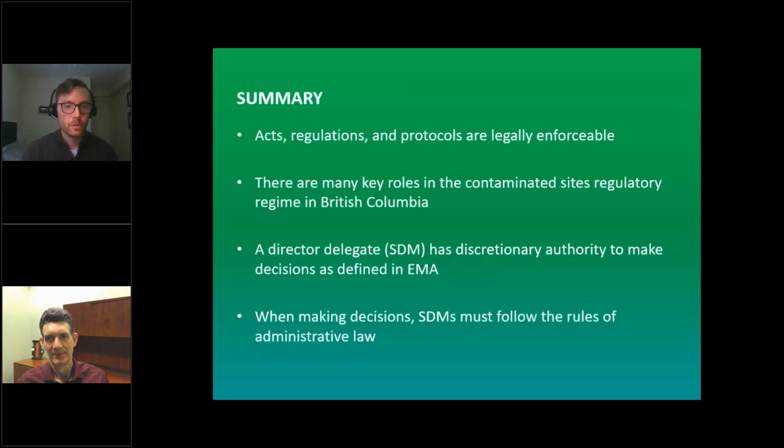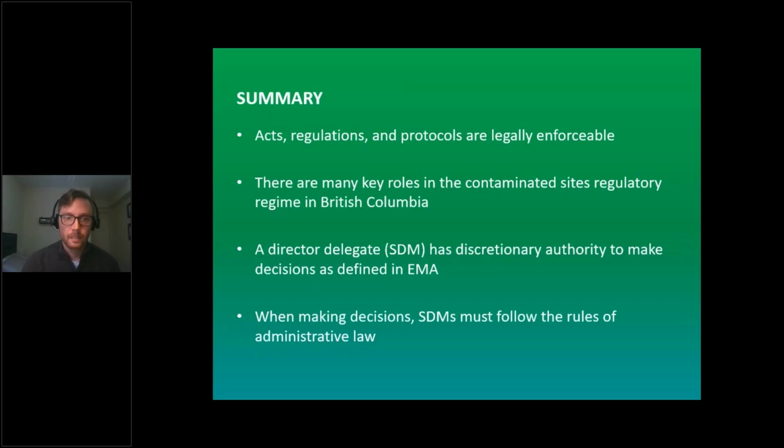In closing, here's a summary of some of the key concepts from the presentation. Acts, regulations, and protocols are legally enforceable. There are many key roles in the contaminated sites regulatory regime in British Columbia. A director delegate, or SDM, has discretionary authority to make decisions as defined in EMA. And when making decisions, SDMs must follow the rules of administrative law.